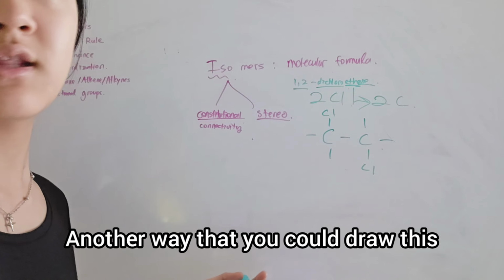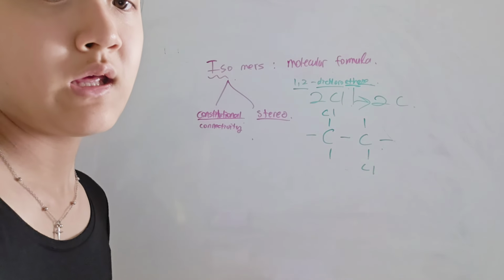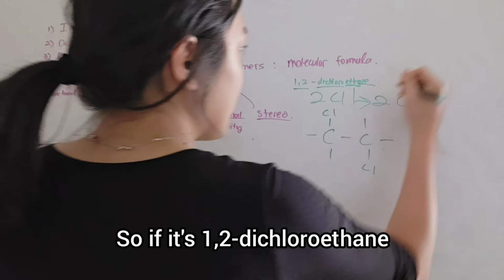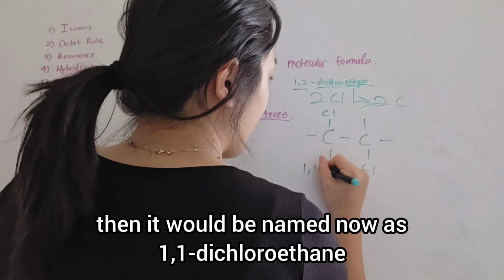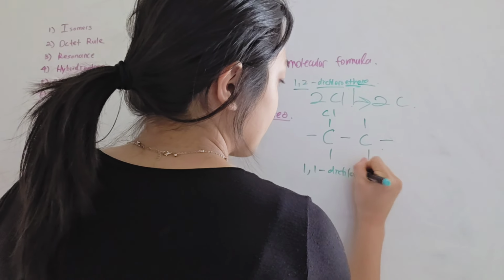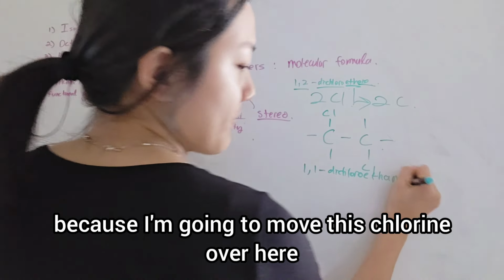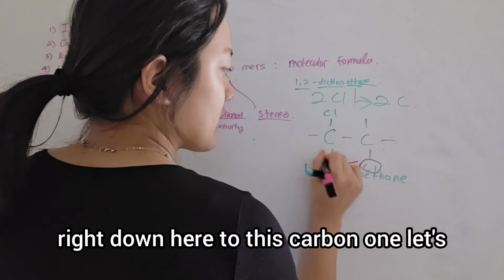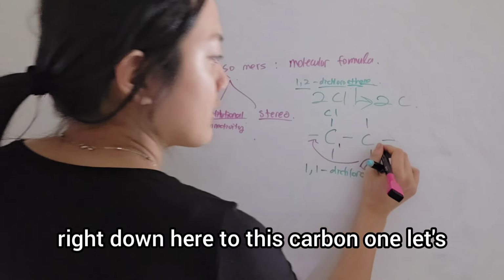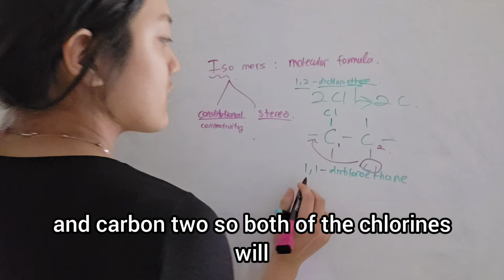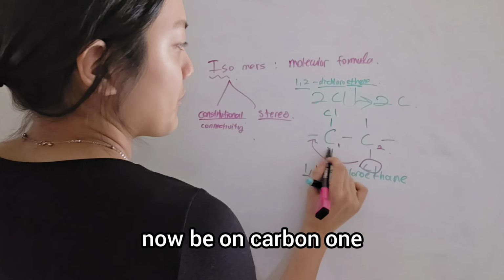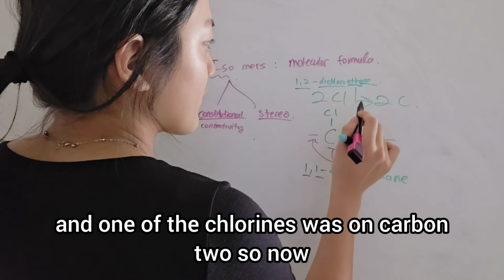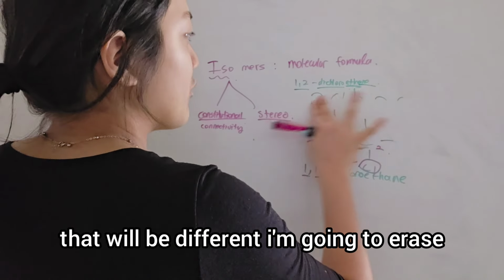Another way that you could draw this, in terms of speculation, is if you have different connectivities. So if it's 1,2-dichloroethane, then it would be named now as 1,1-dichloroethane, because I'm gonna move this chlorine over here, right down here to this carbon 1. Let's number these carbons, carbon 1 and carbon 2. So both of the chlorines will now be on carbon 1, and here one of the chlorines was on carbon 1 and one of the chlorines was on carbon 2. So now that will be different.